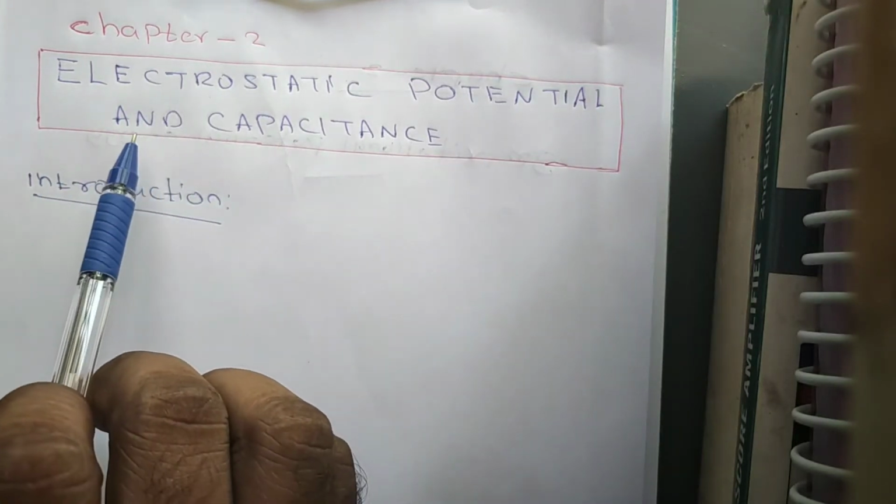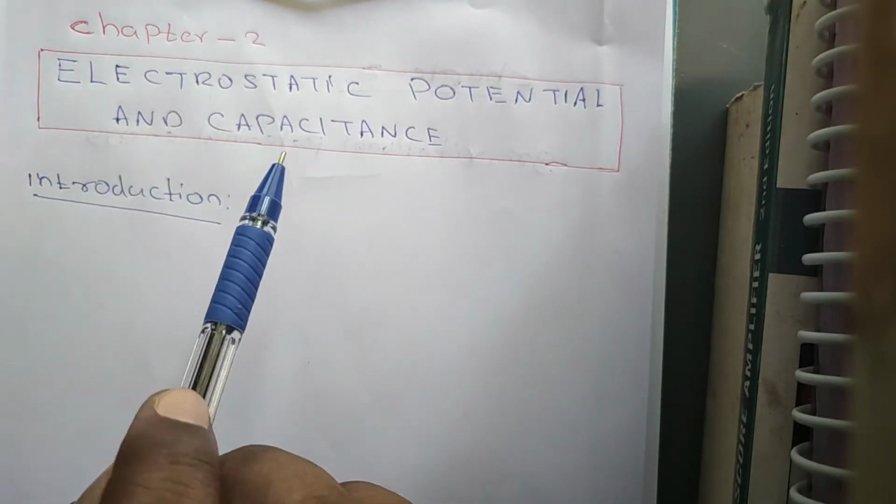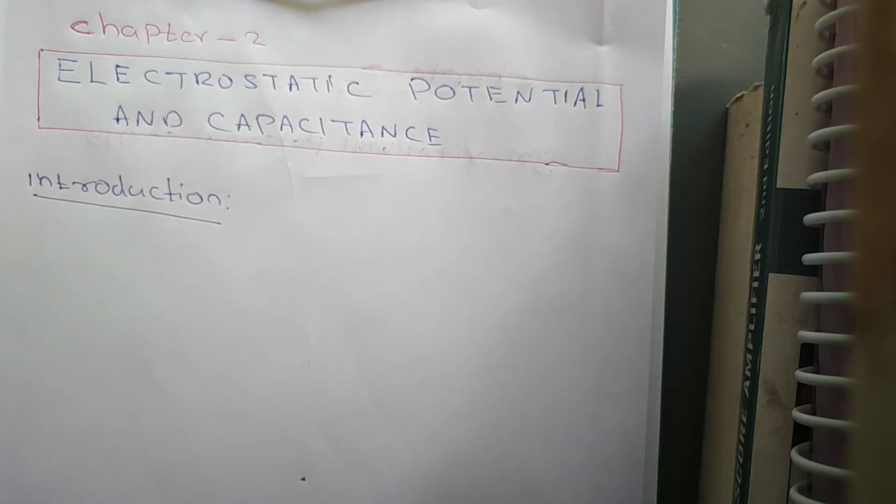In this video, I am going to discuss a chapter, electrostatic potential and capacitance: introduction. Here we are going to study electrostatic potential and capacitance. Previously we studied one chapter, that is electric charges and fields. This second chapter is a continuation of the first chapter. In the first chapter we studied the properties of the electric field. Now we will study electrostatic potential first and next electric capacitance.